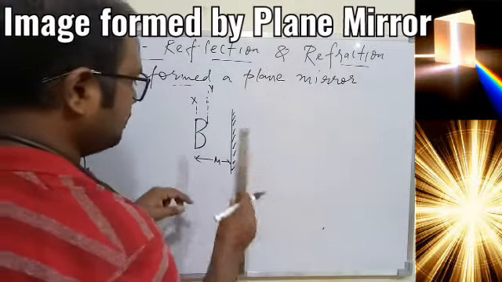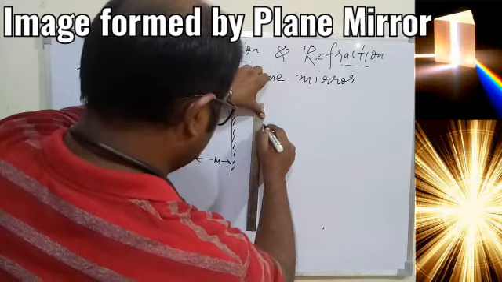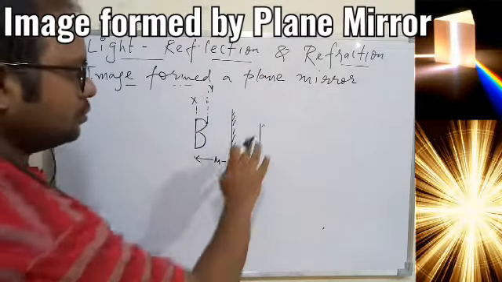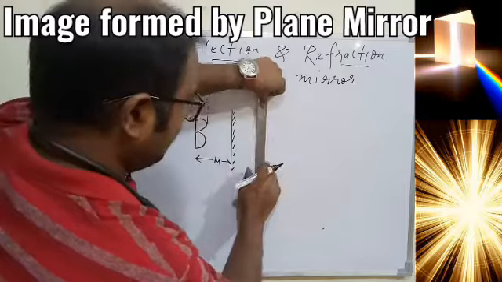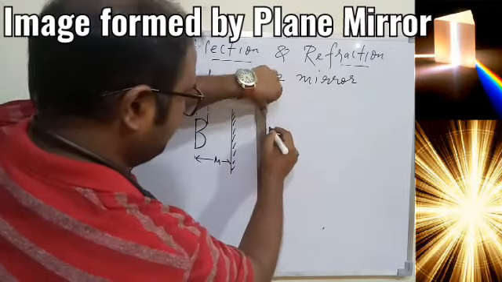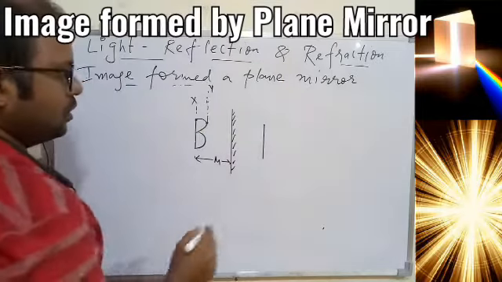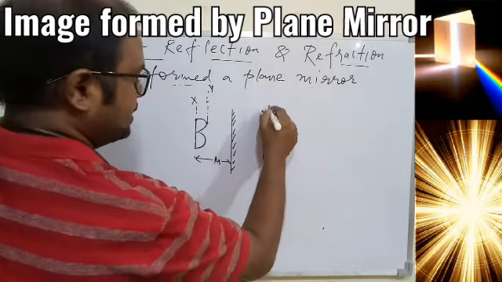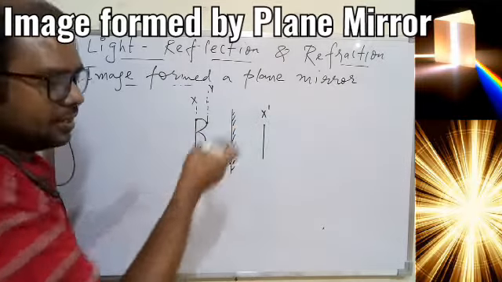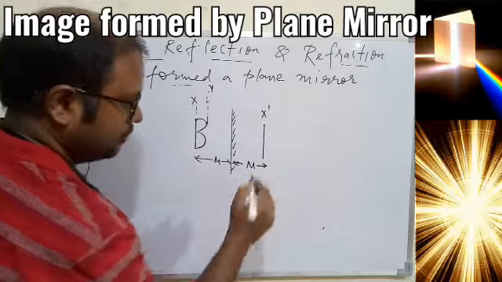So at the same distance, what should happen? This line should come, same distance. Okay, so I'm not able to draw that much, but at the same distance behind the mirror, this will come. Okay, so this is nothing but your X prime. So understood, this line is forming the image here, same distance, applying the rule that the distance is same.